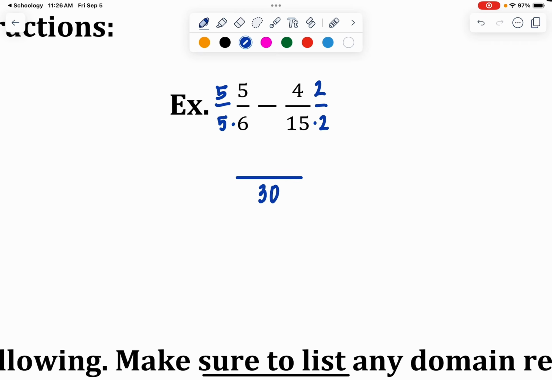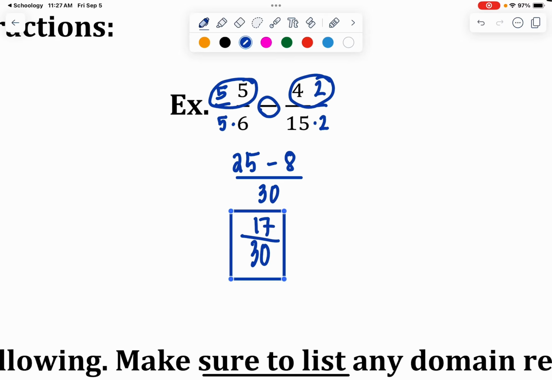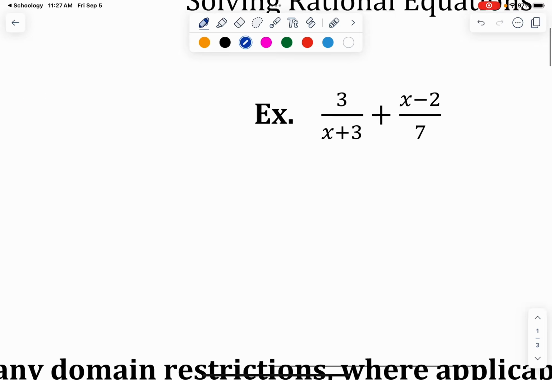You see how I do that? I automatically write it. Instead of writing 25/30 minus 8/30, I say I have 30 for both, and then I do 5 times 5 is 25. This is a minus. 4 times 2 is 8, and then I simplify. 25 minus 8 is 17/30. And then if that fraction was simplifiable, you would simplify it, but this is not.